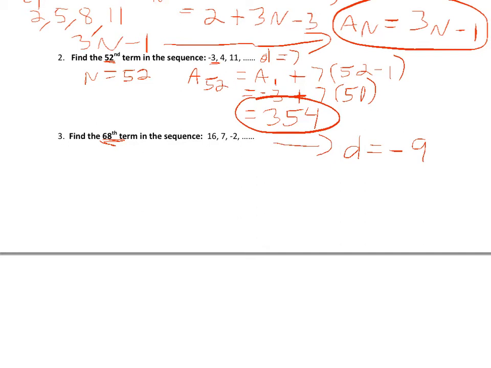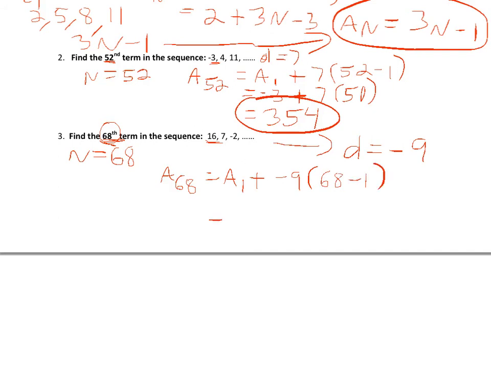So I'm going to do the same exact thing. When I use the formula, I let n equal 68, because that's the numbered term in the sequence that I want to find. So I just want to set it up first. I'm going to have a sub 68. I have the first term, so I want to put a sub 1 plus. The difference is negative 9, so I'm going to put negative 9 times. And n is 68, so it's 68 minus 1.